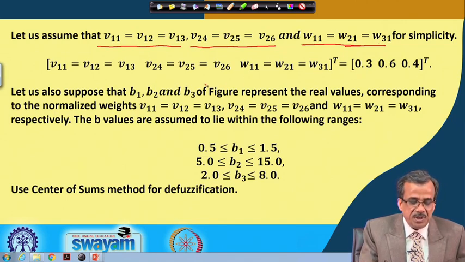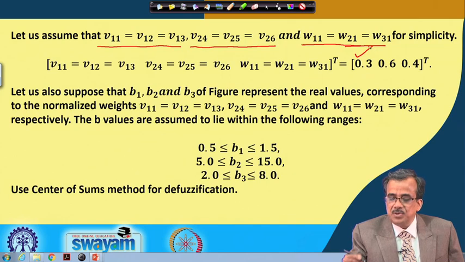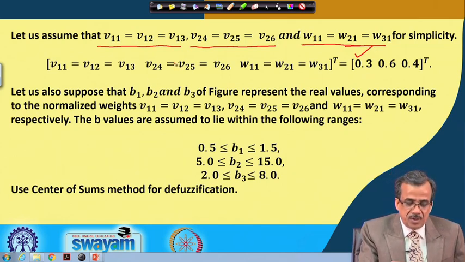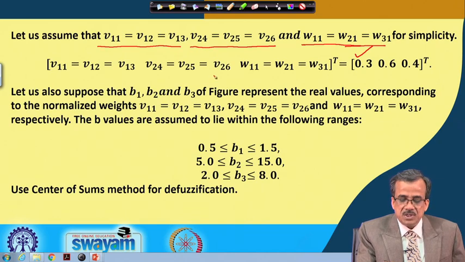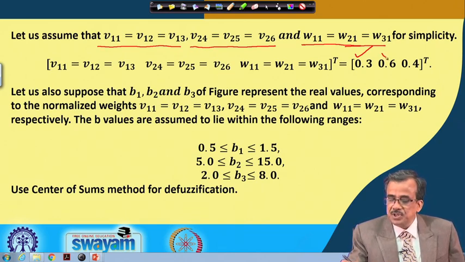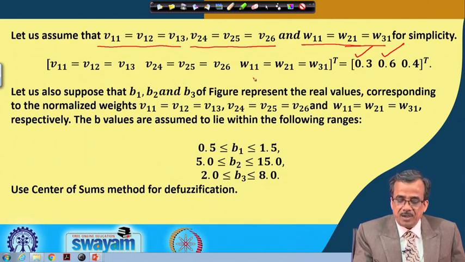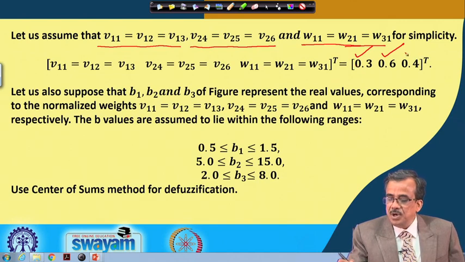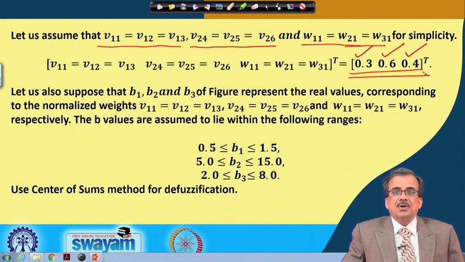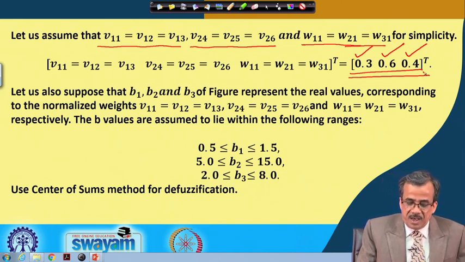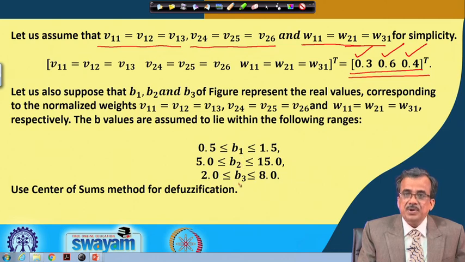Now, here we assume the numerical values: V11 equals V12 equals V13, and that is kept equal to 0.3. Then V24 equals V25 equals V26, that is kept equal to 0.6. Then W11 equals W21 equals W31, that is kept equal to 0.4. And you can see that all such values are in the normalized scale, lying between 0 and 1. Now, here the range for B1, B2 and B3.